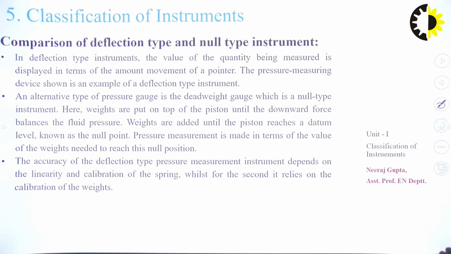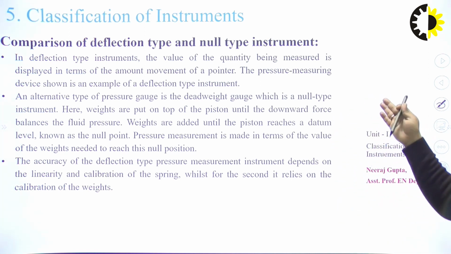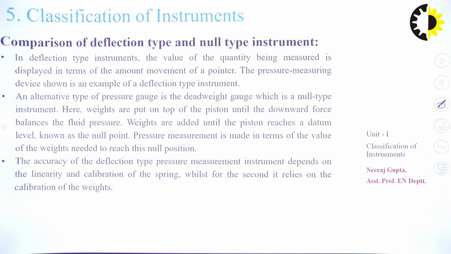Then there will be a comparison of null and deflection type instruments. Obviously, null type instruments are comparatively more accurate than deflection type. In deflection type, the value of the quantity being measured is displayed in terms of the amount of movement of a pointer. The pressure measuring device shown is an example of a deflection type instrument. In previous slides, we talked about the quadrant tube, that was a deflection type instrument. An alternative type of pressure gauge is the dead weight gauge, which is a null type instrument.